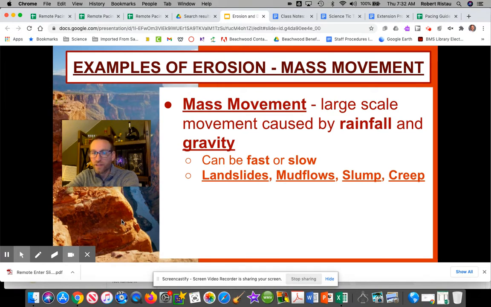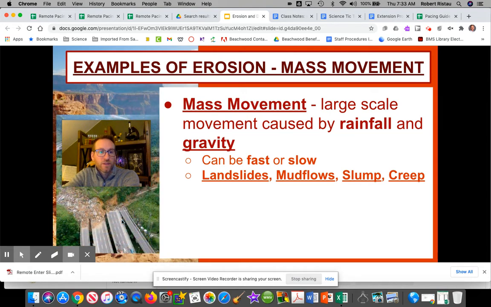You might have heard of landslides, is my guess, and probably maybe even mudslides or mud flows. Slump and creep are the ones that are slower and are less familiar. But all of them are taking a big amount of land and sediment and moving it at the same time.